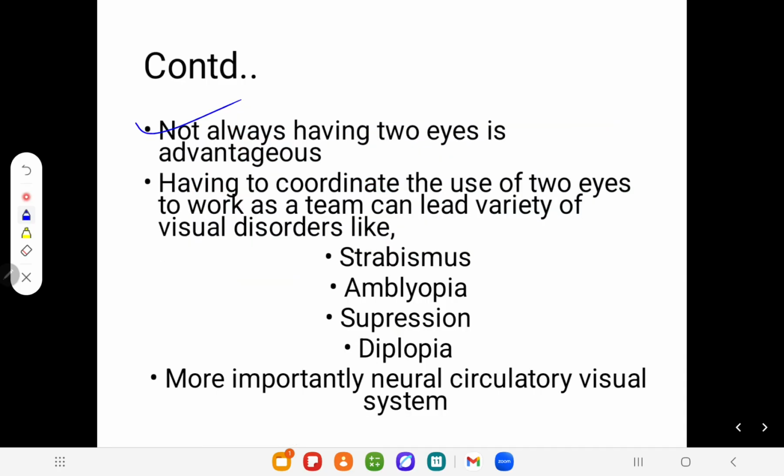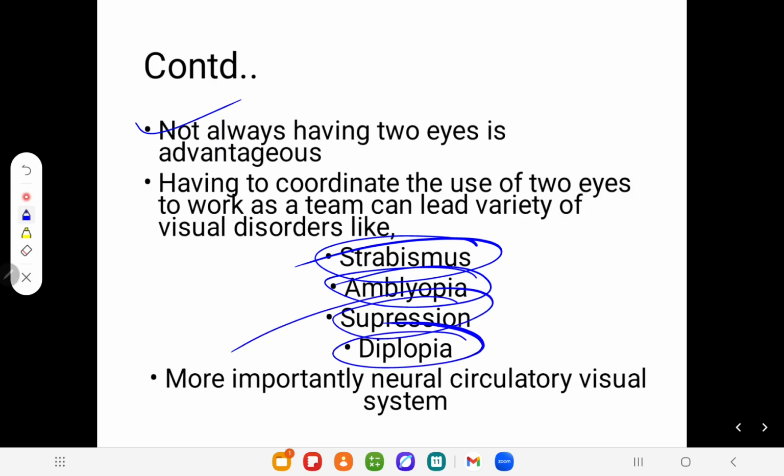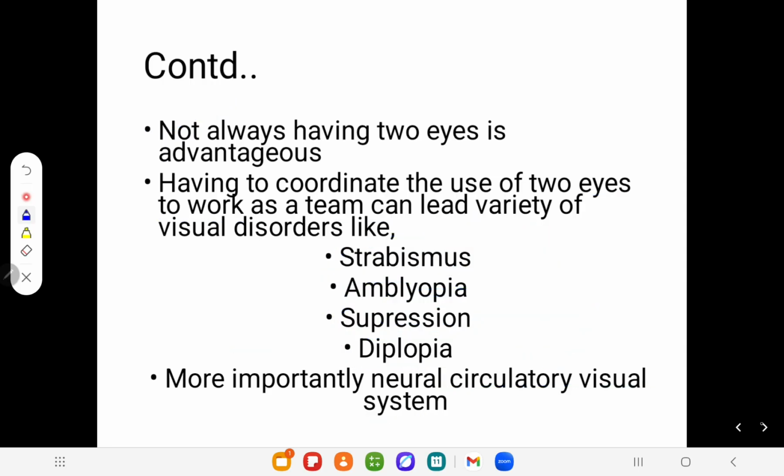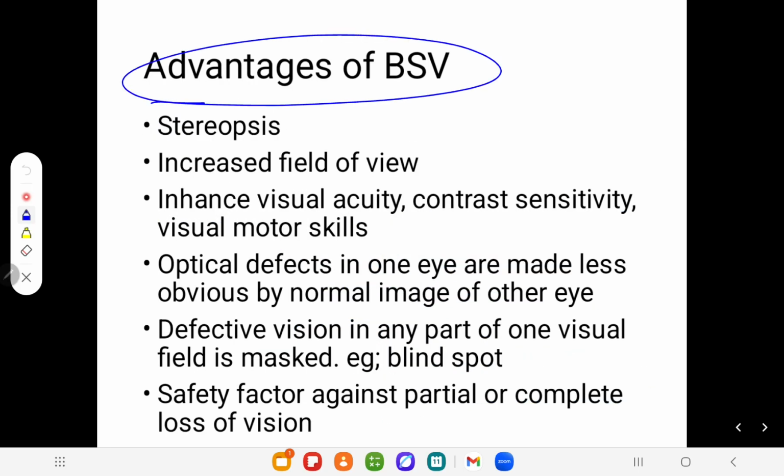Having two eyes is not always an advantage, because we have two eyes, that's why we have strabismus, amblyopia, suppression, even diplopia, isn't it? So if the coordinated two eyes don't work, then all these problems follow. And most important, neural circuits and visual systems, isn't it? But the most important advantage of binocular single vision is stereopsis. It's a very crucial, important advantage.